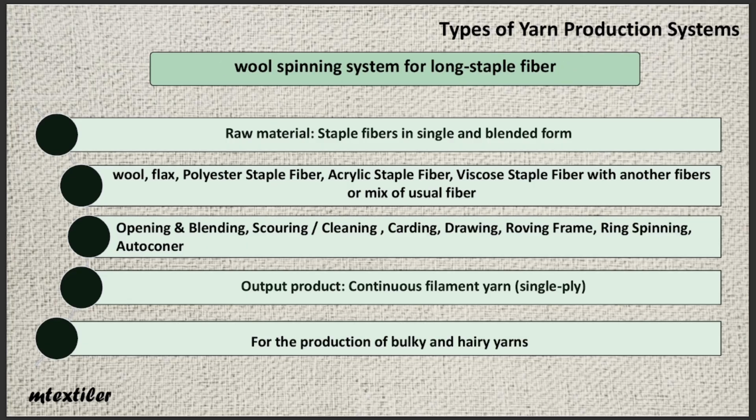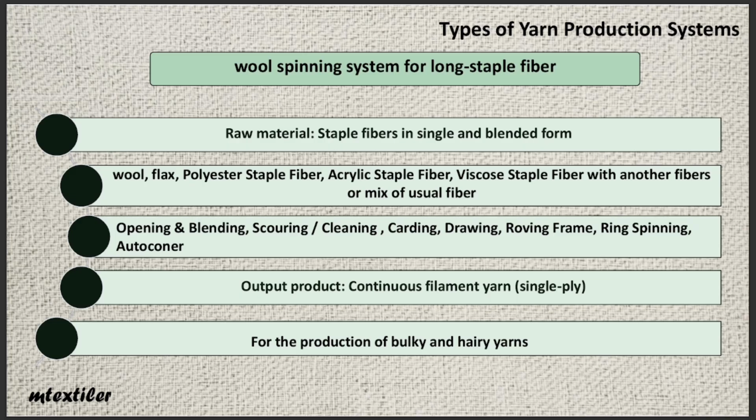Wool spinning system for long staple fiber features. Raw material: staple fibers in single and blended form. Yarns producible: wool, flax, polyester staple fiber, acrylic staple fiber, viscose staple fiber, with other fibers or mixes of usual fibers. Machine sequence: opening and blending, scouring, cleaning, carding, drawing, roving frame, ring spinning, autoconer. Output product: continuous filament yarn, single ply, used for the production of bulky and hairy yarns.